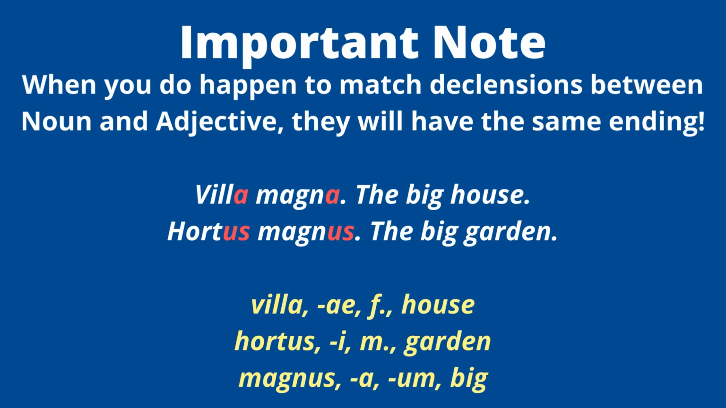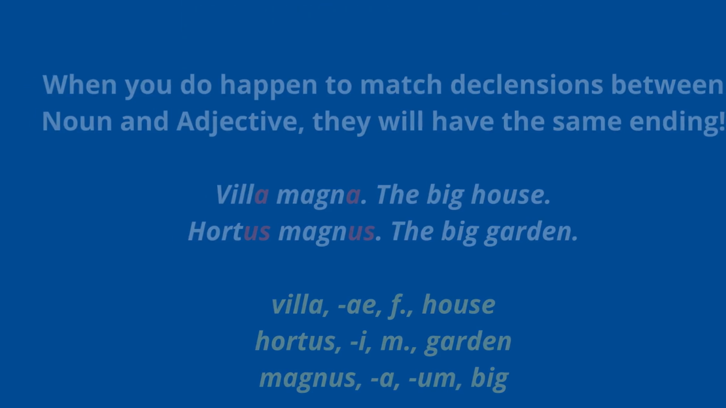So here's another important note. When you do happen to match declensions, you don't have to, but if you do, they're going to have the same ending more often than not, especially for first and second declension. So if you put a first declension noun with a first declension adjective, you're going to end up with the exact same thing. That would be something like puella laeta, like we talked about before. Puella laeta means happy girl. Not a big deal.